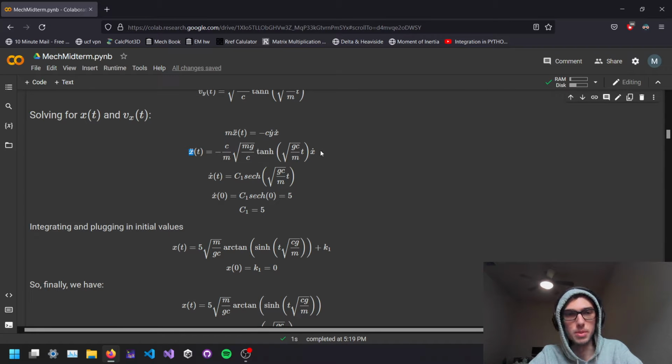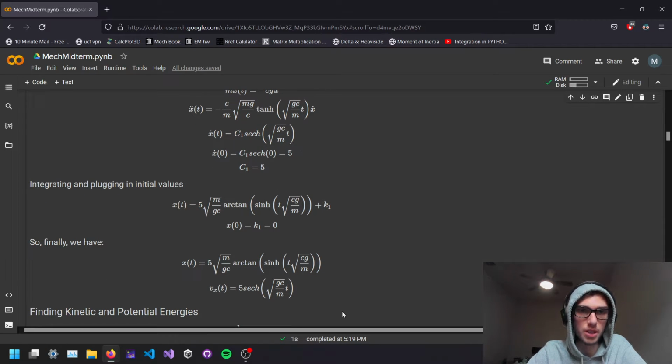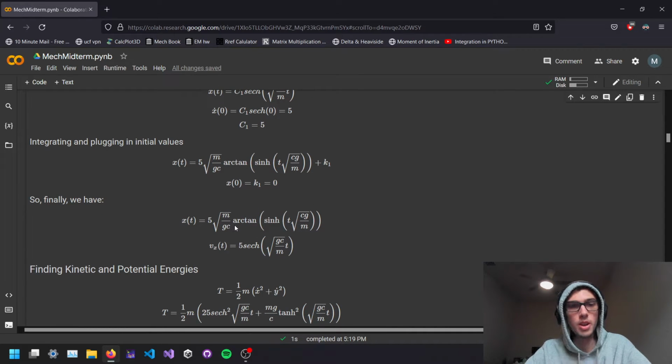which obviously makes it a bit easier to get a result for, which gives us our velocity in the x direction. Plugging in our initial conditions that at time t equals 0, the x velocity is 5 meters per second, we get that c1 equals 5. Integrating this, we get that the x position is shown here with one constant of integration. Plugging in our initial conditions that x at t equals 0 is 0 gives us that k1 is equal to 0. So altogether, we get that the x position is given by this equation and the x velocity is given by this equation.